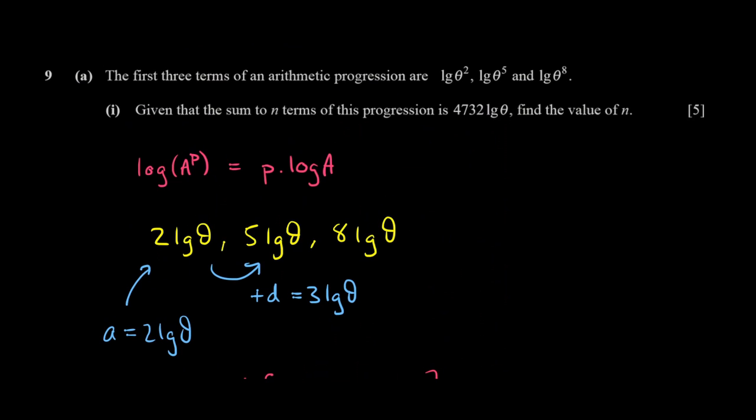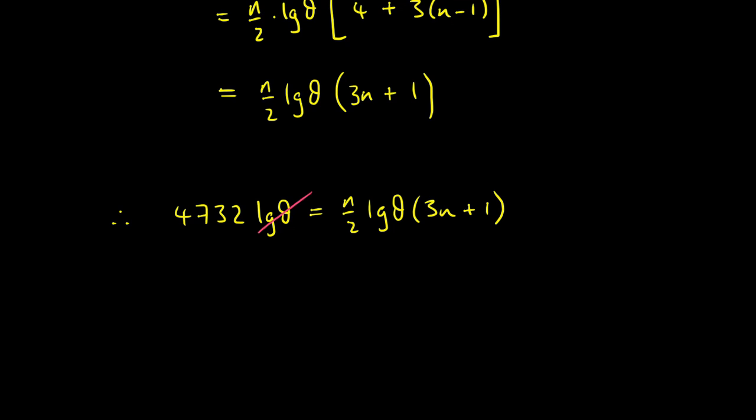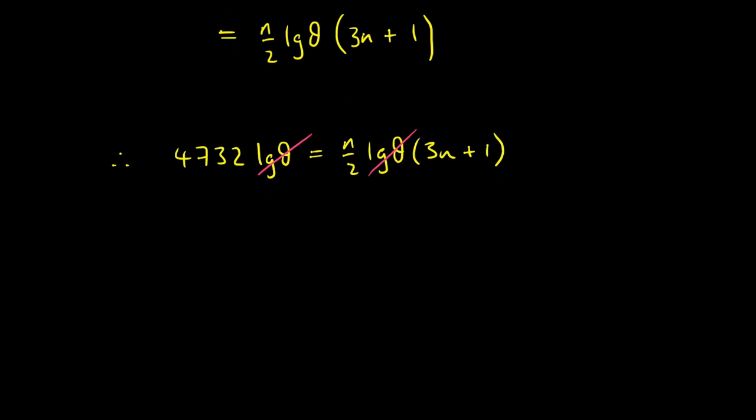Now then, what are we told in the question? We are told that this is equal to 4732 log theta. Okay, so therefore we can say 4732 log theta is equal to n upon 2, beg your pardon, log theta, 3n plus 1. And the first thing we can see about that is that the log thetas are going to cancel, right? So I can just cancel. And basically what we're going to be left with is a quadratic. So I'm going to multiply both sides by 2.